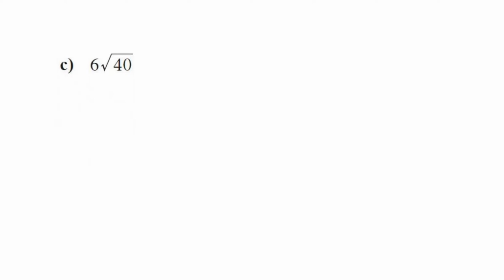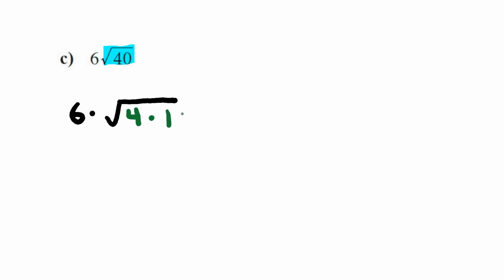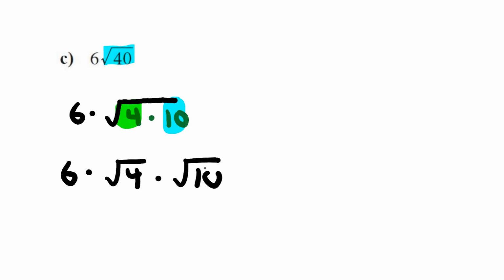For letter C here, I will approach this using 2 different methods. So I have root 40 there, so I will write a 6 on the outside, and I will try my best to write root 40 using a perfect square. So I'm thinking of 4 times 10, so 4 times 10 is definitely going to be equal to 40. And one of the reasons why I used 4 times 10 is because then I can break this up into 2 individual radicals. So this would be 6 times root 4 times root 10. And there you go, here's my perfect square right there, root 4.